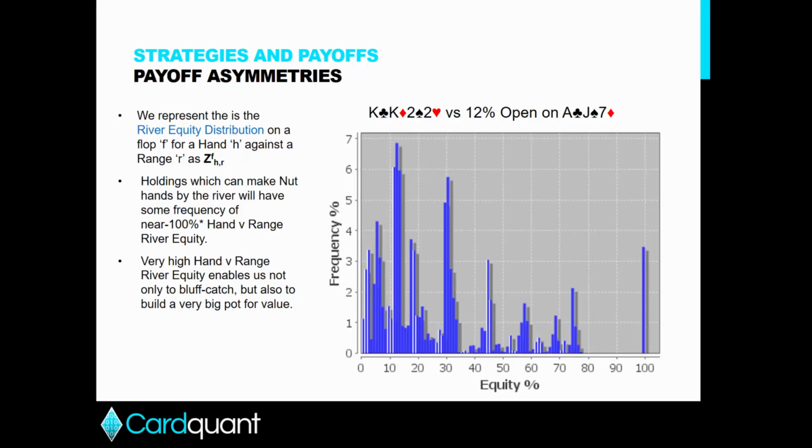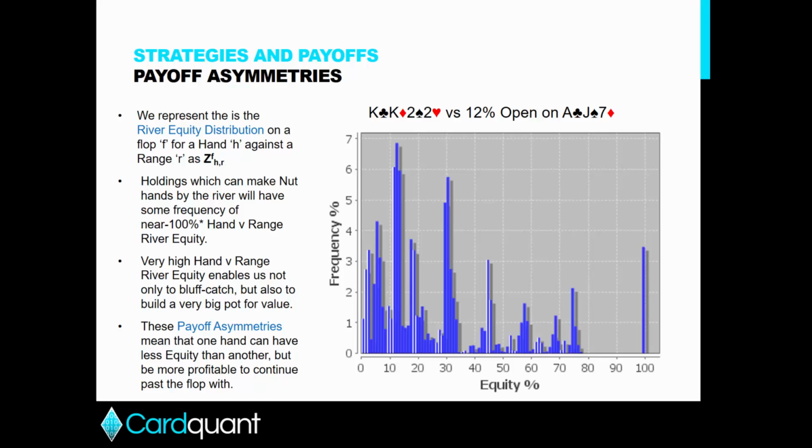Very high hand versus range river equity enables you not only to bluff catch, because when it's very, very high, if you're ahead of your opponent's value range even, for sure you're going to be able to continue, but also to even build a very big pot for value. There are situations where your opponent bets on the river, you might have decent equity against his betting range, but if you raise, then you will narrow his range to a set of hands which beat you, so you can't. Whereas when you have very high equity, you can still raise for value. These are payoff asymmetries. The payoff asymmetries mean that one hand could have less equity than another on the flop, but be more profitable to continue past the flop with, because it can withstand and build bigger pots on certain runouts.